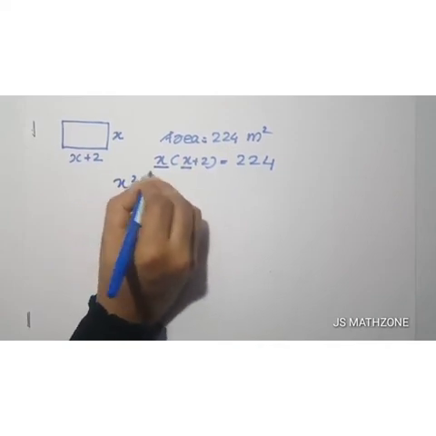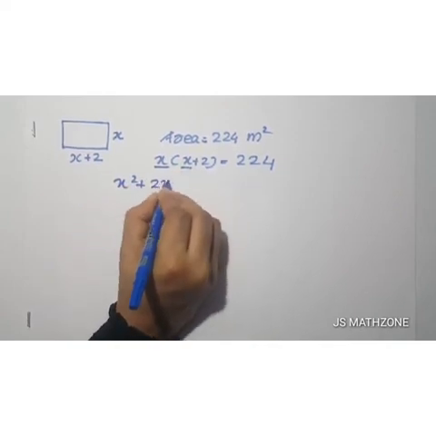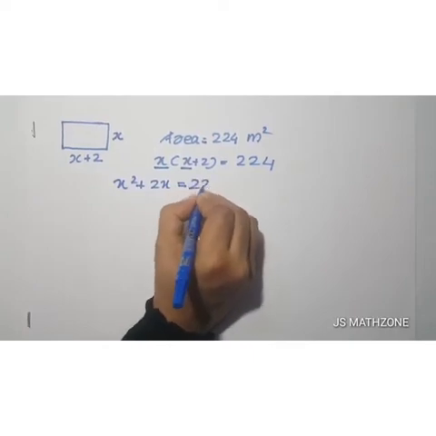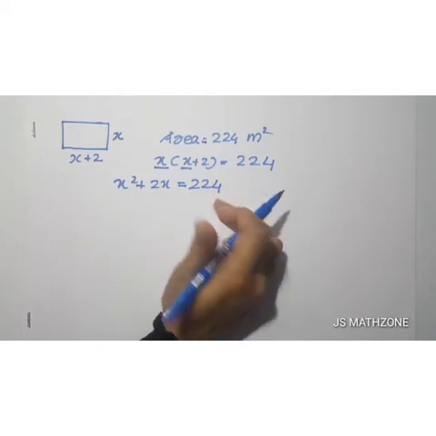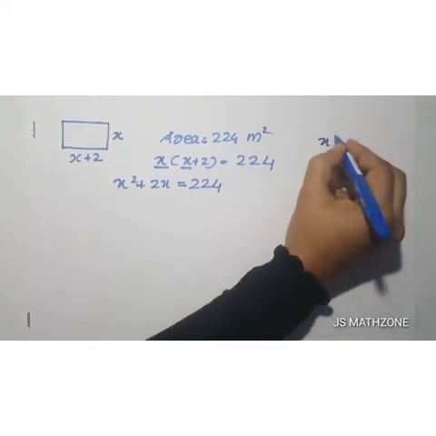Opening the bracket, x into x is x square plus x into 2 is 2x. X square plus 2x is equal to 224. This term is not square completed, isn't it?